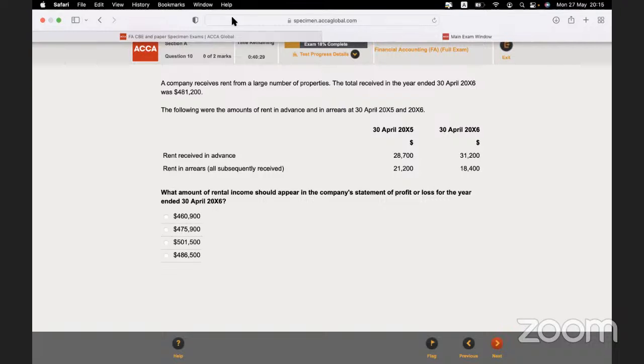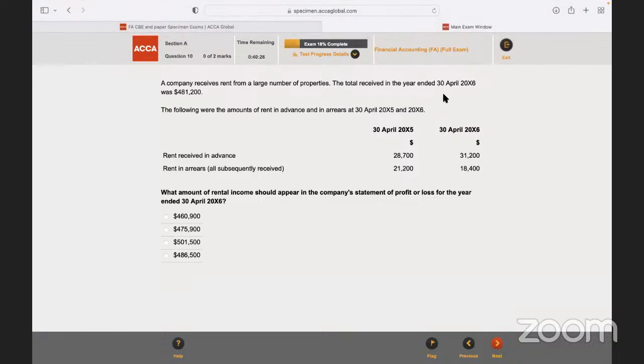So guys, both students are getting the same answer. Very good. That has to be the correct one. So let me quickly do it and show it to you. You have to quickly open the T account called rent income. So the company receives rent, the total receipts.